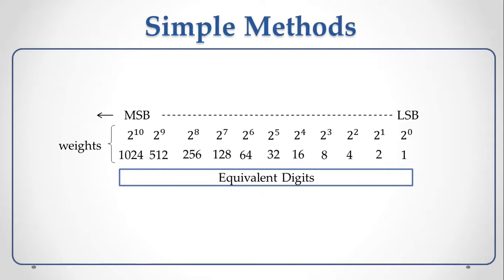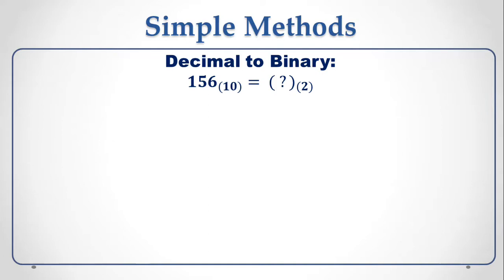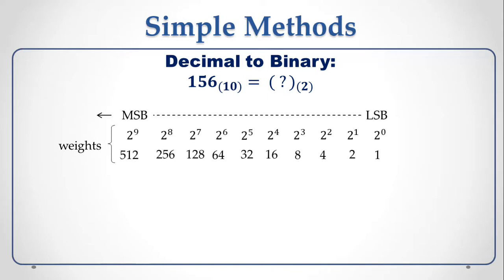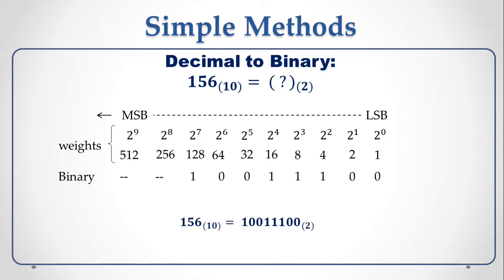Let's see examples of representing numbers by their weights. Let us convert decimal to binary. First, represent the decimal by its weights, considering 2 power 0 to 2 power 9. Hence, 156 is less than 512, so it need not be considered. Less than 256 need not be considered. So 128 plus 16 plus 8 plus 4 would result in 156. The other weights are represented with logic 0. Hence, 156 can be converted into binary easily by using the weights.